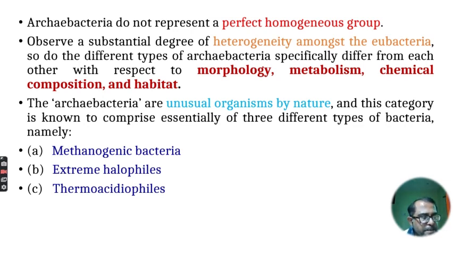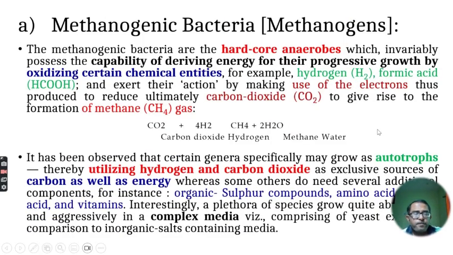First is the methanogenic bacteria. Second is the extreme halophiles. Third one is the thermoacidophiles. And these three bacteria form the Archaebacteria group. These are the three major Archaebacteria present in nature, and they contribute to nature in different manners. Now, one by one, we will see the characters of this group of Archaebacteria.